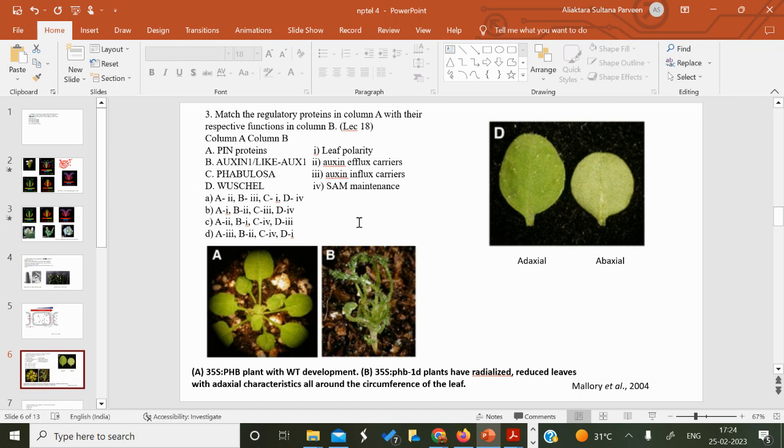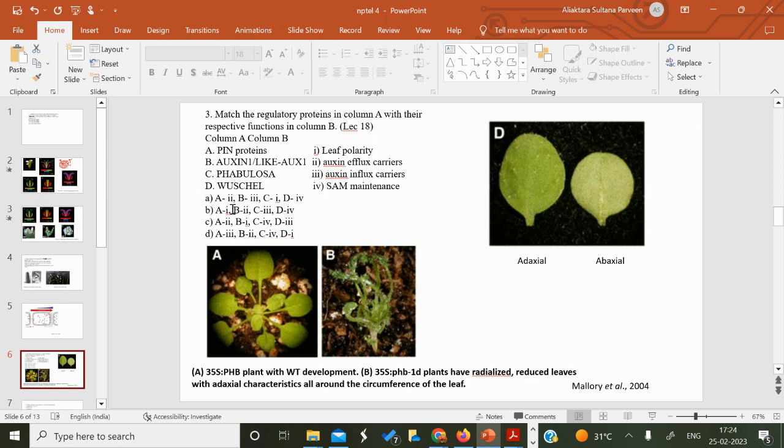So let's see. Here is a match the columns question. You can very simply understand that you need prior knowledge about these proteins, right? Just now we read something in the previous class. We have discussed some of them, and let's see what we can do. The first question has column A and column B. Column A is PIN proteins. PIN proteins, as we just did, are auxin efflux carriers, right?